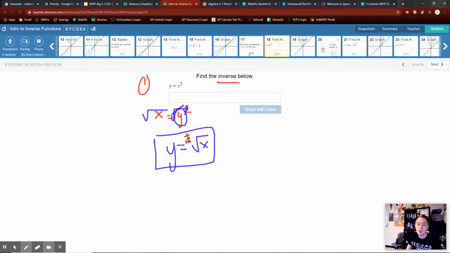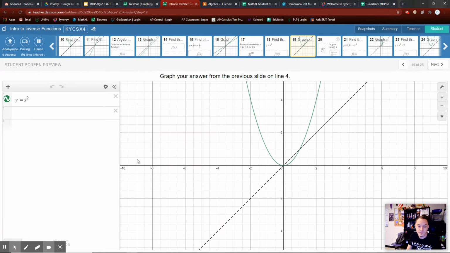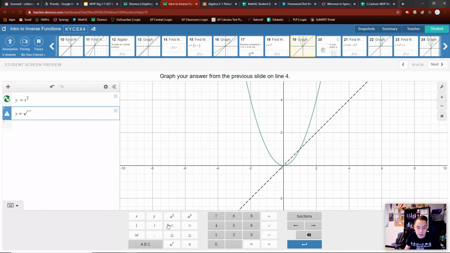But what happens when you graph this? I'm going to graph this right here. Watch. Let's go to the very next slide. And I'm going to graph this. So I'm going to do y equals the square root. You can actually type in SQRT. And if you don't want to do that, the square root symbol is all the way down here. So then you would just hit square root right here.